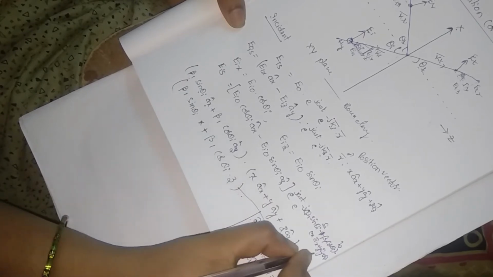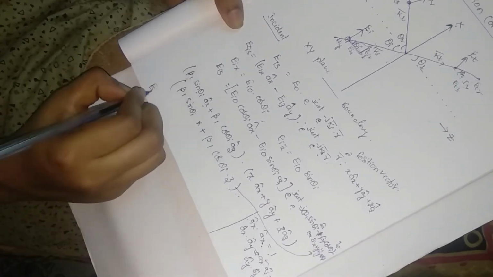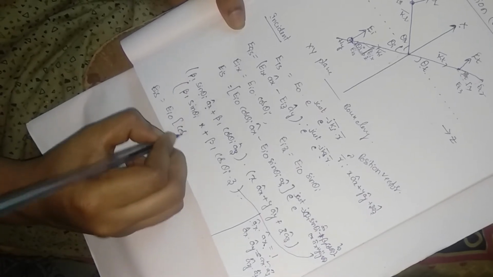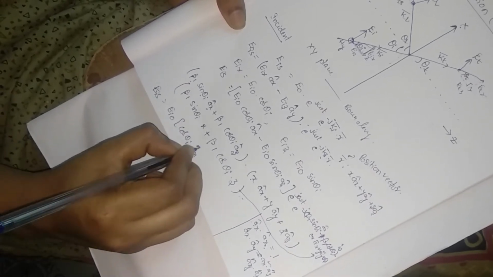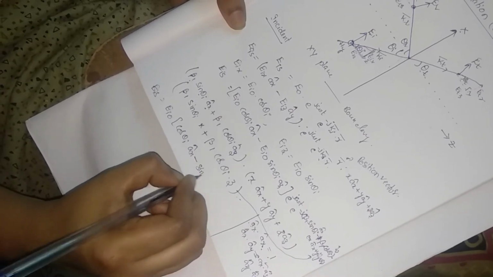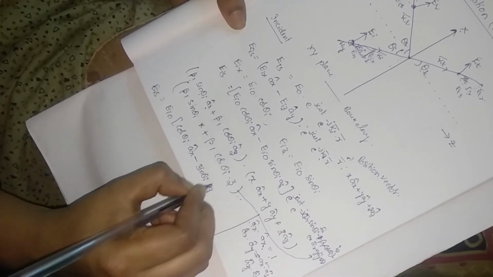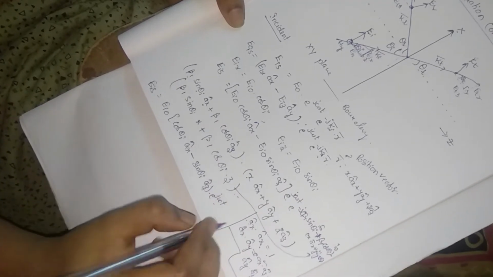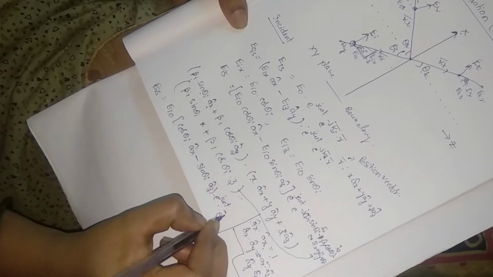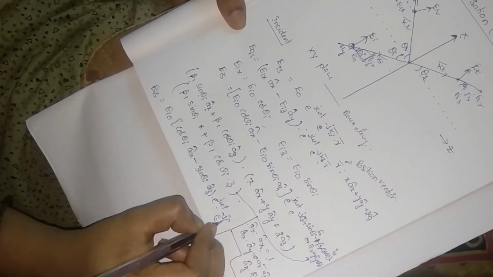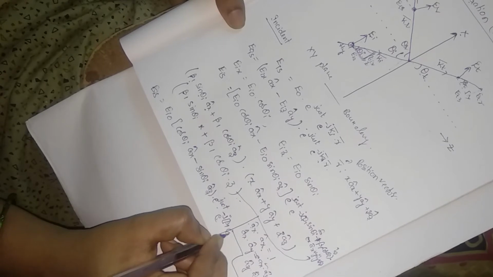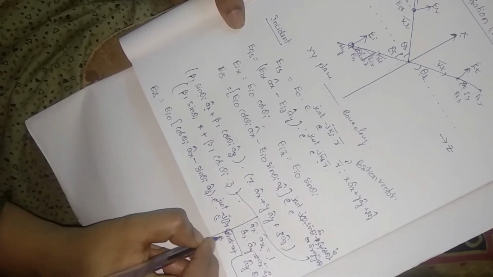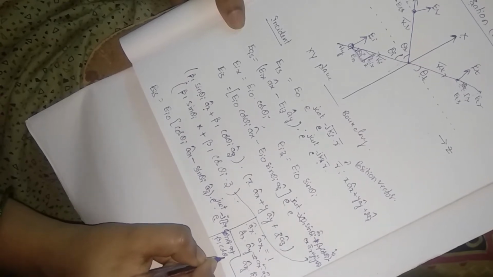Substitute this one here. You will get Eis equals, taking E naught as common, cos theta i ax cap minus sin theta i az cap, into e power j omega t, into e power minus j into beta 1 sin theta i x plus beta 1 cos theta i z.